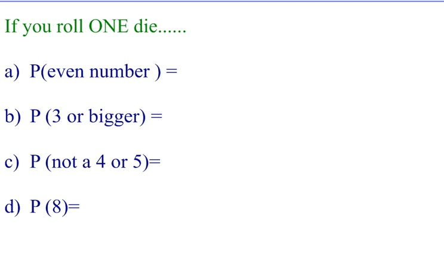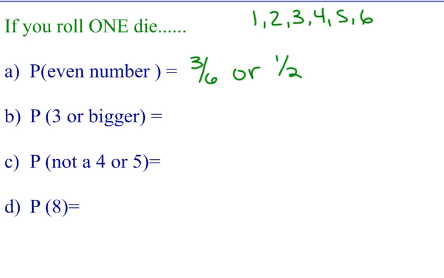So just to go through some basic ones, if you roll one die, what's the probability of an even number? So let's think about a die. We've got the numbers 1, 2, 3, 4, 5, and 6. So the probability of an even number, if we're going to write that as a fraction, there's 3 of 6 even numbers. So we would say 3/6, or reduce that to 1/2. Probability of 3 or bigger, there's 4 of those, so we'd say 4/6, or 2/3.